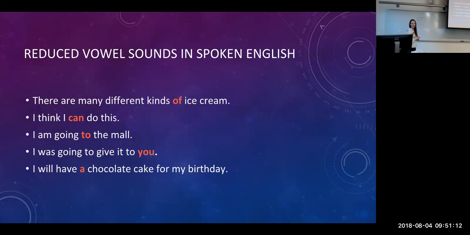I will have a chocolate cake for my birthday. So you can see "of," "can," "to," "you," and "a" all had that same sound when I was speaking in my spoken English. It all got changed to an "uh" sound. This is something that you're going to hear a lot, and we'll see this in our lecture today too. So you have to use your context and the words around to figure out what that sound really is saying.